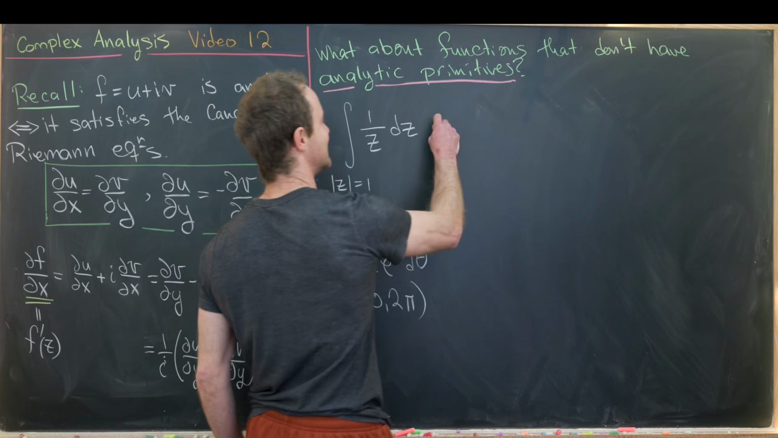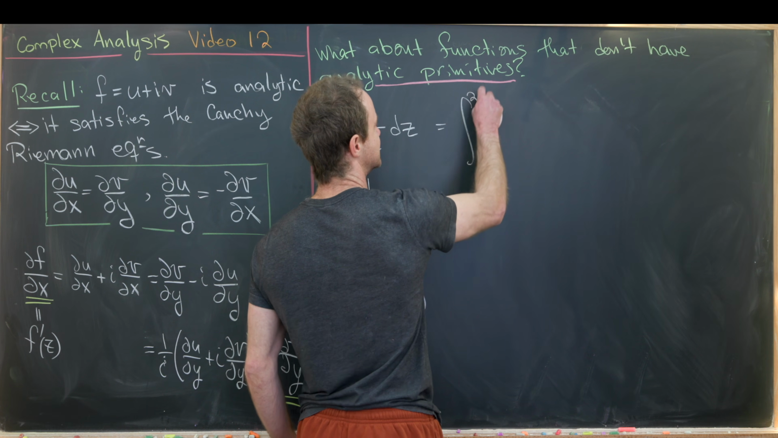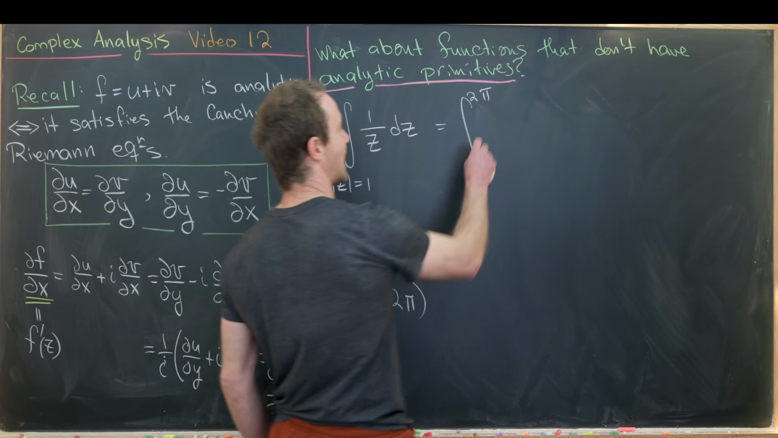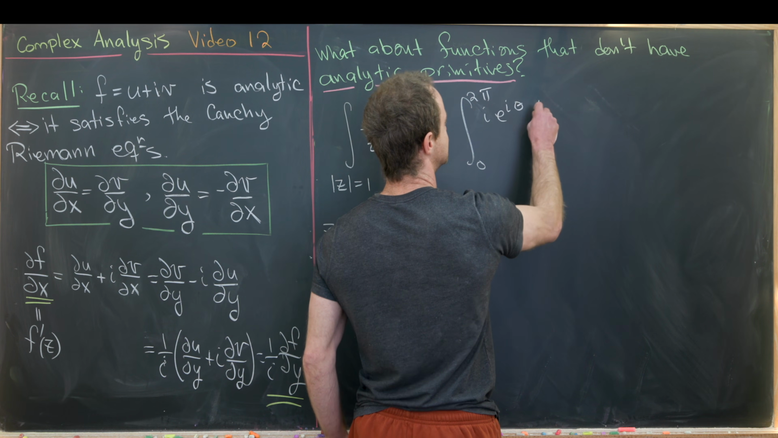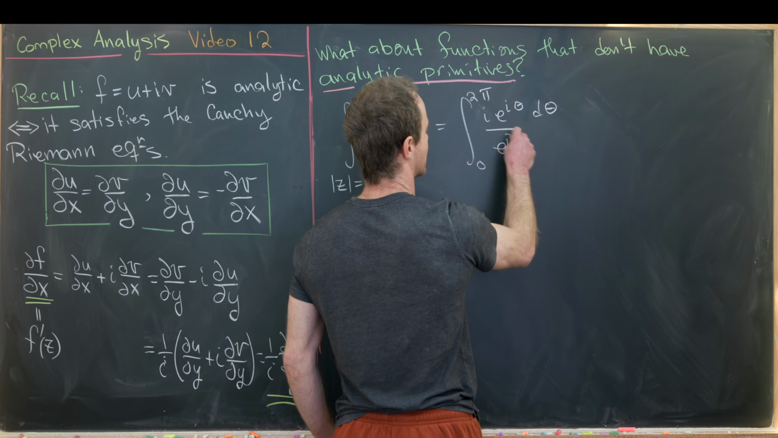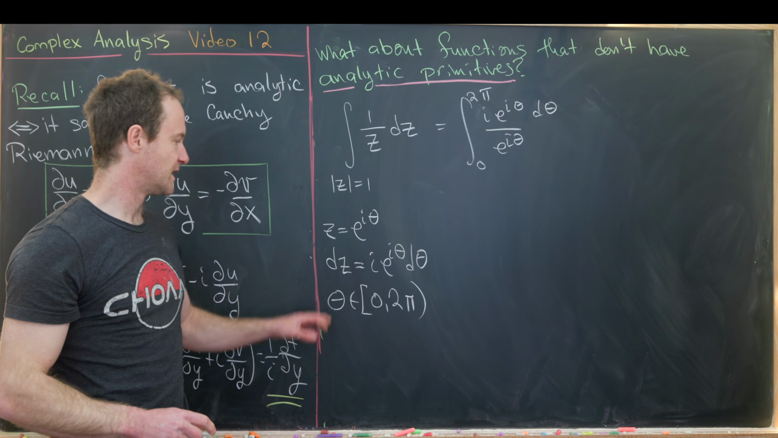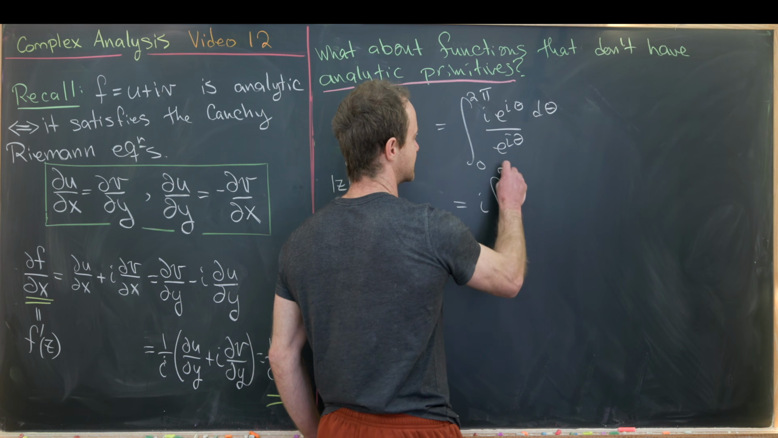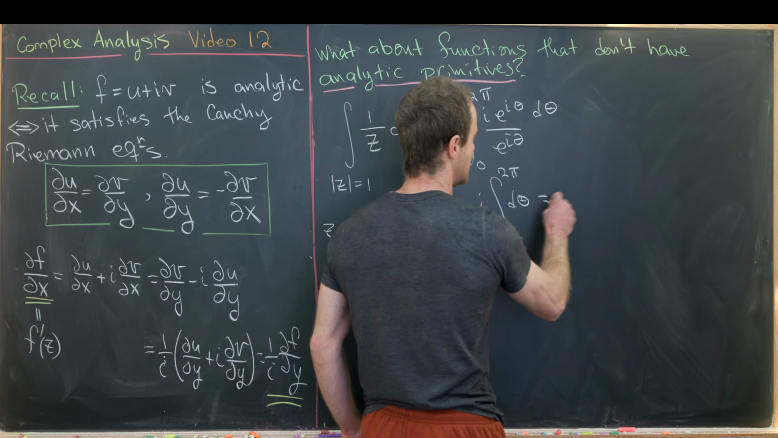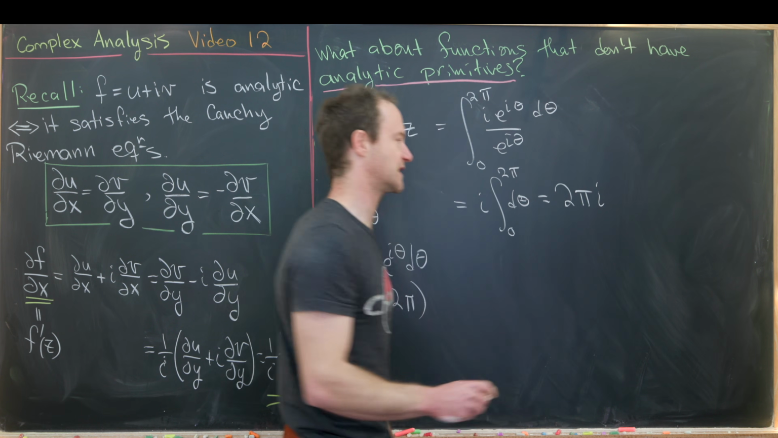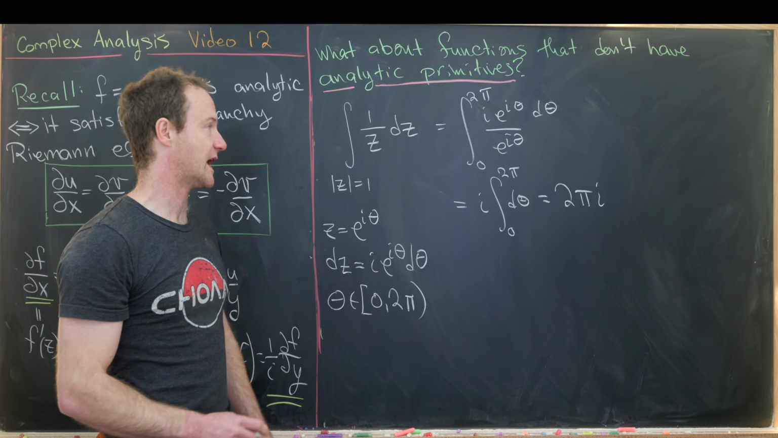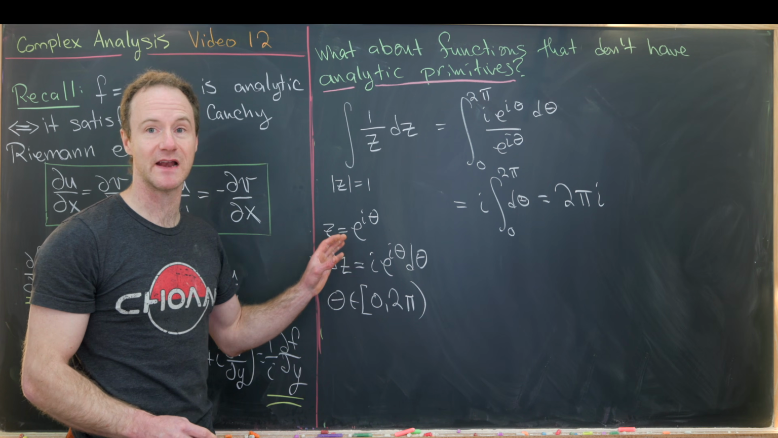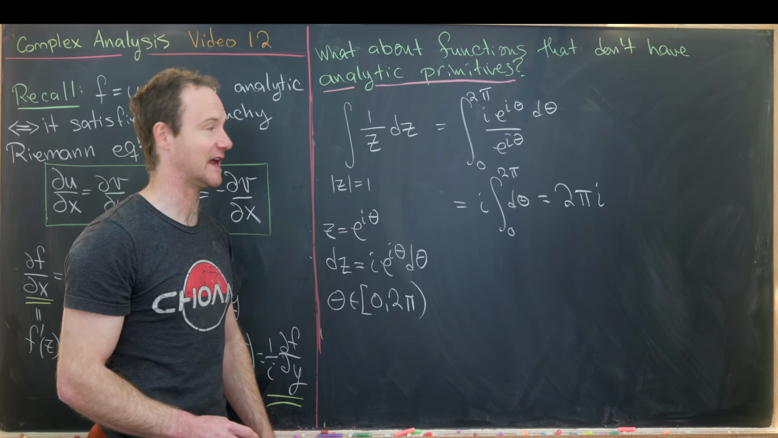Okay, but that means that this integral is the same thing as the integral from 0 to 2 pi of, let's see, we have i e^(i theta) d theta in the numerator over e^(i theta) in the denominator. That comes from our dz over z. But notice that gives us i times the integral from 0 to 2 pi of d theta, which is just 2 pi times i. So just to reiterate what we had to do here, we had to use this method of parametrizing the line integral because this did not have an analytic primitive.